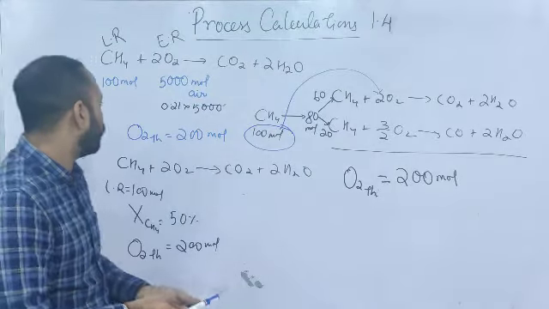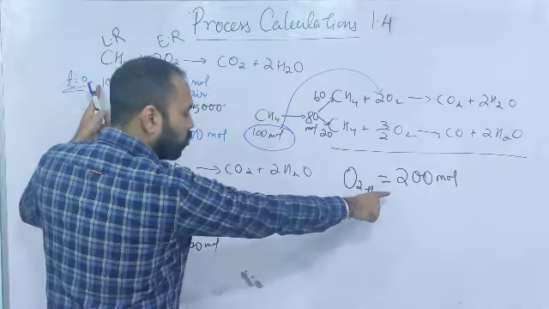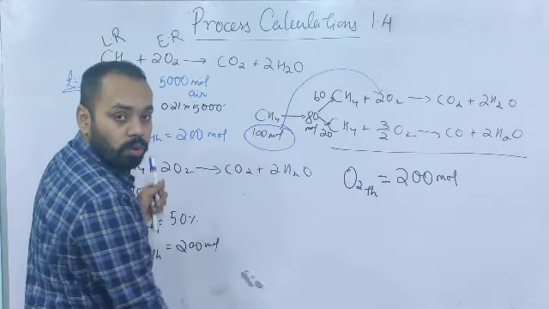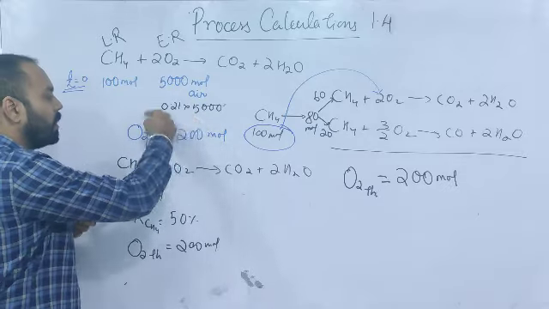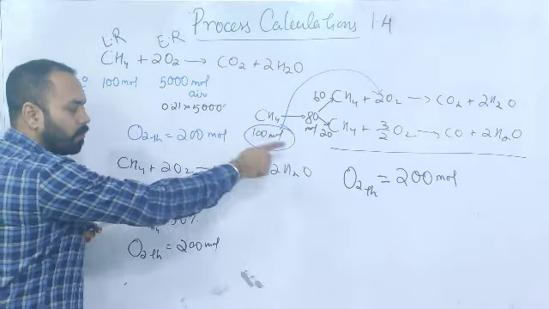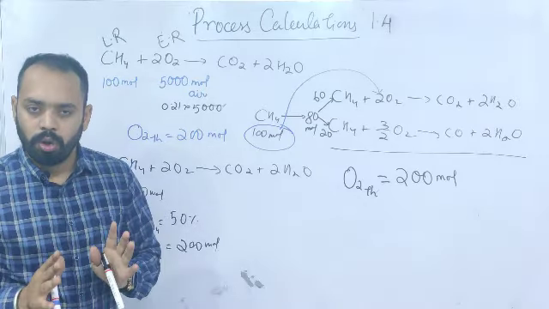Now what is O2 fed? That must be given in the problem. Suppose if O2 fed is 100, then 100 minus O2 theoretical divided by O2 theoretical. Fine. Sorry, O2 fed is not 100. I'm sorry. O2 fed can be calculated from here. So O2 fed minus 200 divided by 200 into 100 gives you the percent excess oxygen.